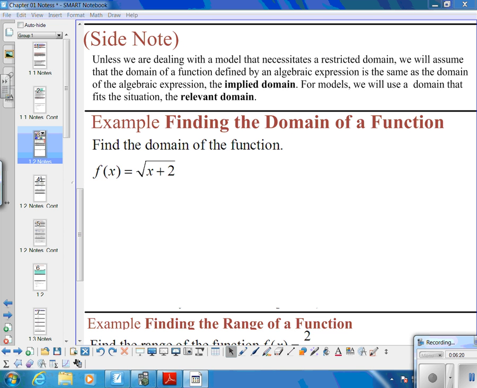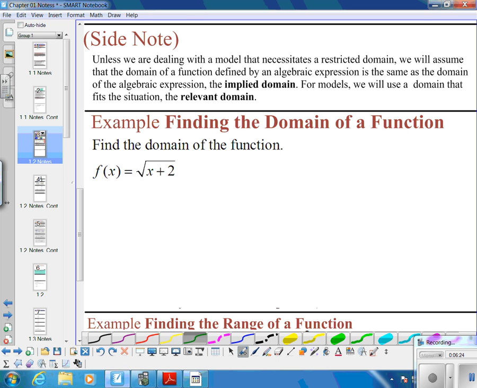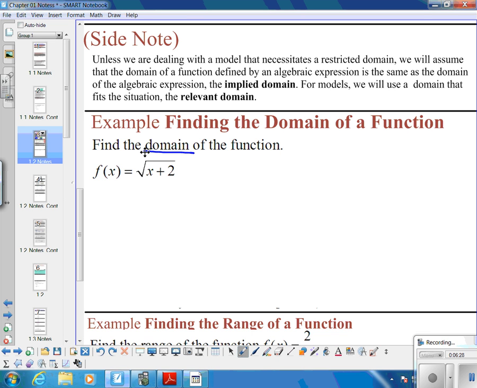So here's an example where we'll find the domain. If you simply look at this function, what you're going to look for when finding the domain is what x values can I use. So you're going to want to look at whether there are any restrictions on my x values. Well, what are the main restrictions we come across? We can't have a negative in the square root when we're graphing. We can't have a 0 in the denominator. Those are the 2 biggest ones.